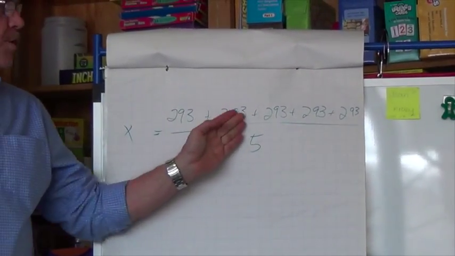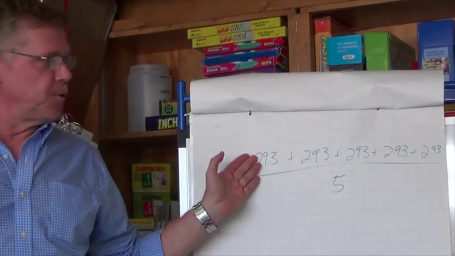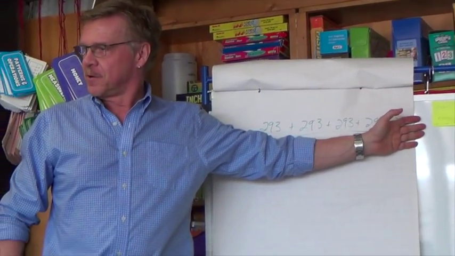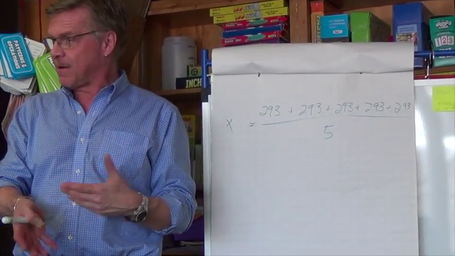If it was orange times 5, orange plus orange plus orange plus orange plus orange, divided by 5, it's going to be orange. If it was 2 plus 2 plus 2 plus 2 plus 2 divided by 5, it's going to be 2, because 5 of anything divided by 5 is going to be the thing.